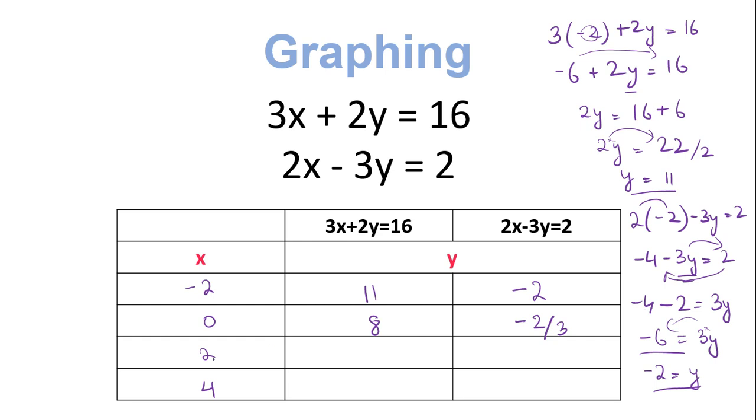Similarly, I have to do the same thing with the positive 2 now. So again, 3 times +2 plus 2y equals 16. 3 times 2 is 6. 6 plus 2y equals 16. 6 goes to the other side. It's going to be 16 minus 6.